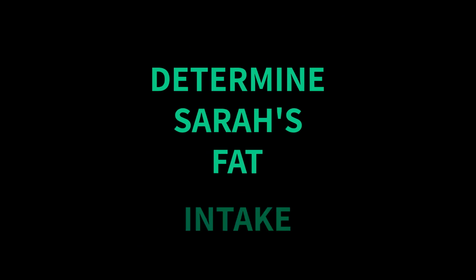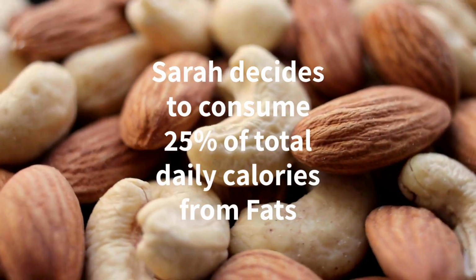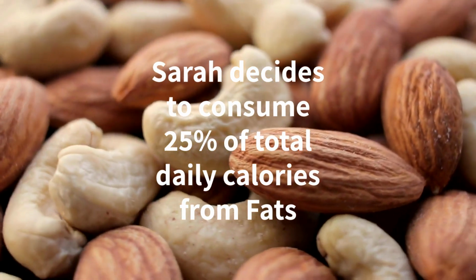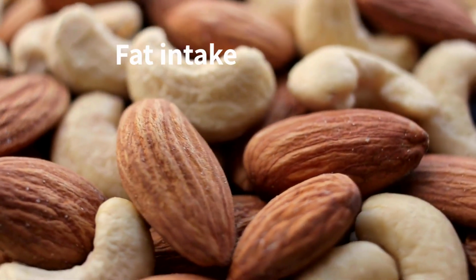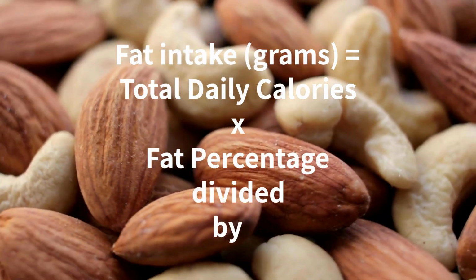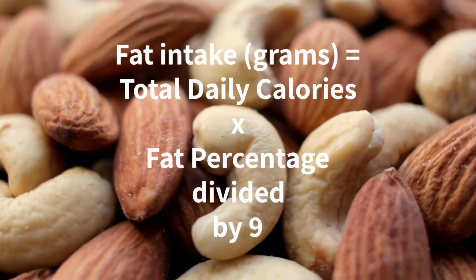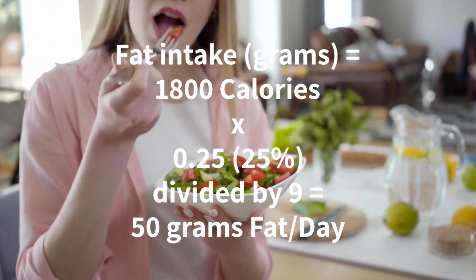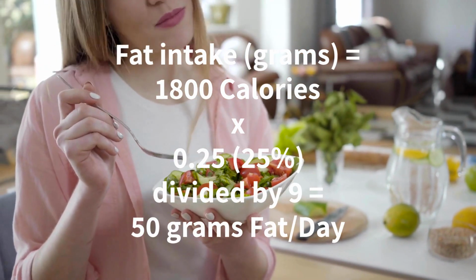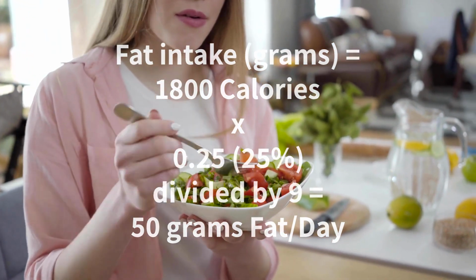Determine Sarah's fat intake. Sarah decides to consume 25% of her total daily calorie intake from fats. We'll calculate her fat intake in grams using this information. Fat intake in grams equals total daily calorie intake times fat percentage divided by 9. Fat intake therefore equals 1,800 calories times 0.25 divided by 9 equals 50 grams of fat per day.